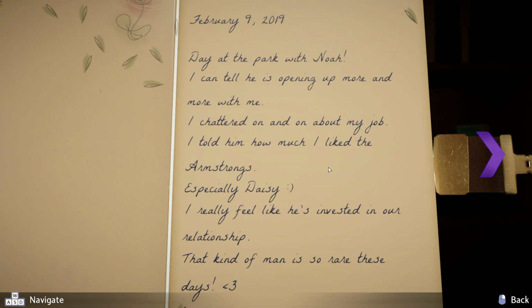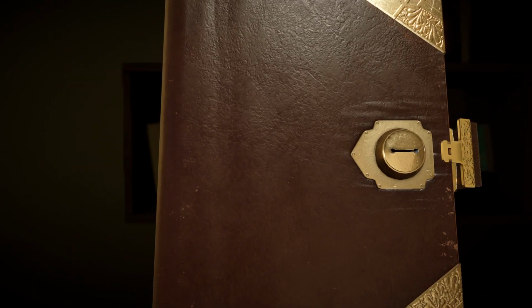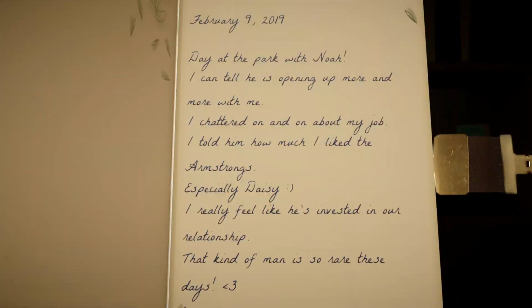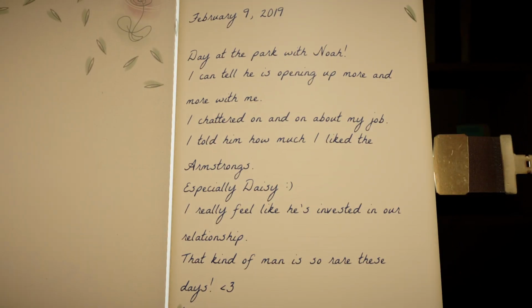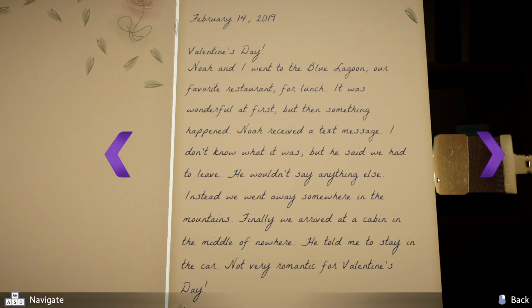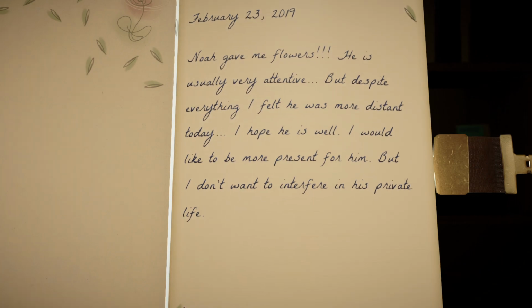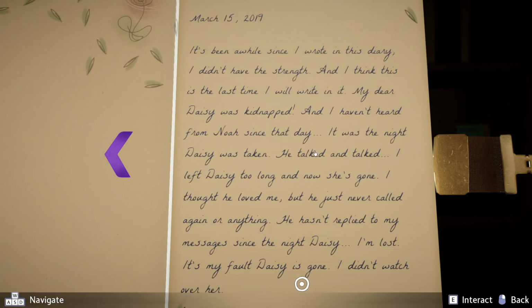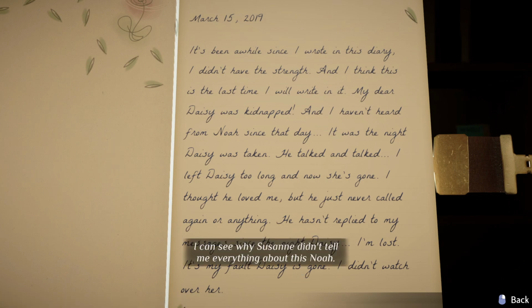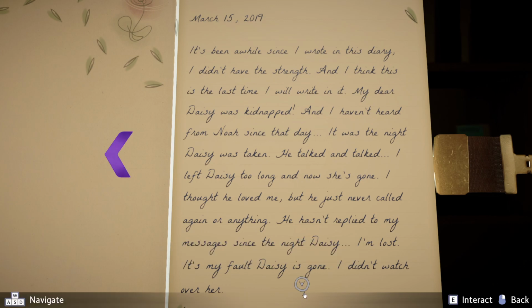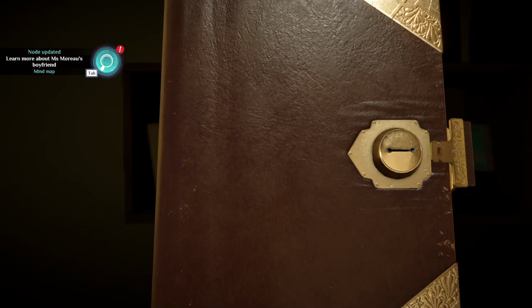Okay, so we can read this in February, Daisy, at the park with Noah. Oh, I can just skip the pages. Alright. I think I won't read it all the way through. Okay, he's distant. I'm just trying to read through it. I can see why Suzanne didn't tell me everything about this, Noah. It's clear when he disappeared that she realized something was very wrong.